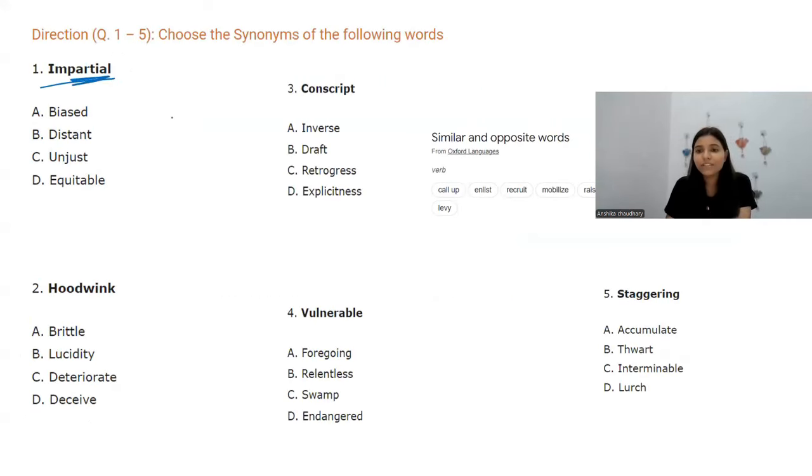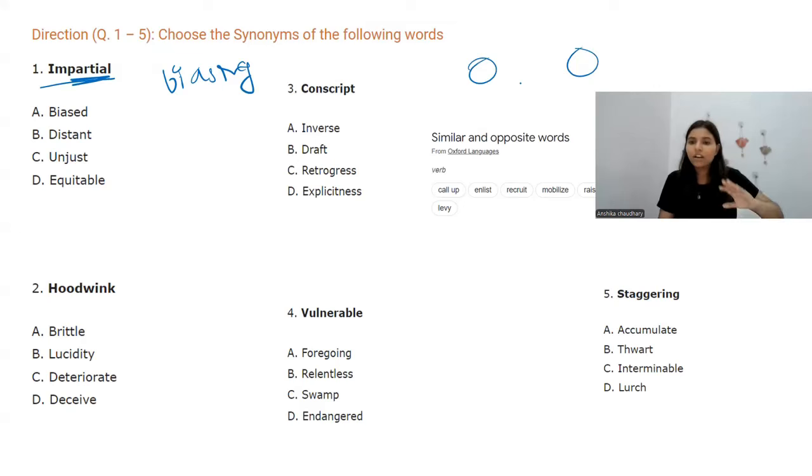Partial means biasing, or we can say disbalanced judgment. Suppose there are two people, one who is a criminal and one who is not, and there is a judge. If the judge is biased towards the criminal, who will get the punishment? Obviously the non-criminal. This is called biasing, or partiality.